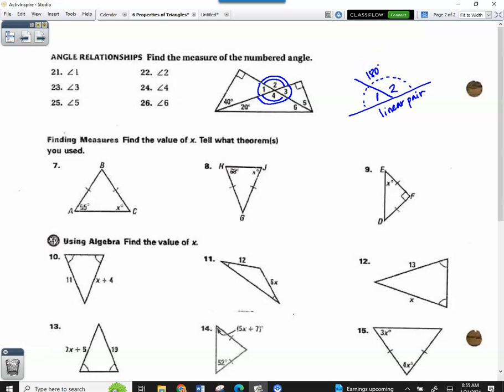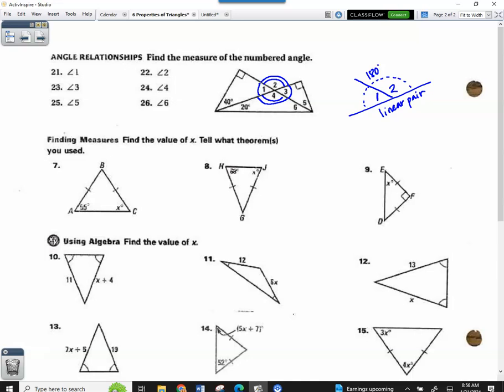Are 1 and 2 the only linear pair in this picture? No, there's several. Name another linear pair. 2 and 3? Yes. 1 and 4? Yes. There's one more. 3 and 4. Think of them as puzzle pieces that come together and form that straight line. Okay? All right, so take a second.